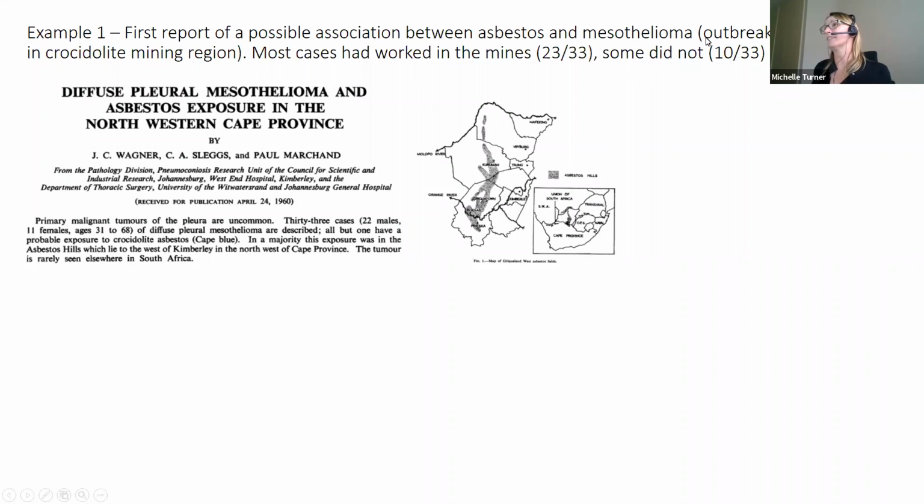Some did not. Some had asbestos exposure, for example, through transport or processing of asbestos, or perhaps at home, through residential exposure, perhaps bystander exposure from a spouse working in a mine, for example. This publication is from 1960, and it's set in South Africa.